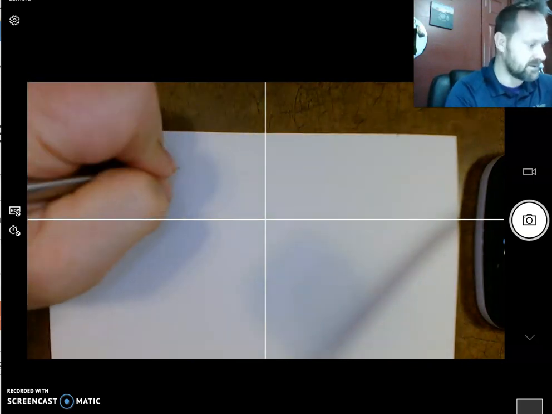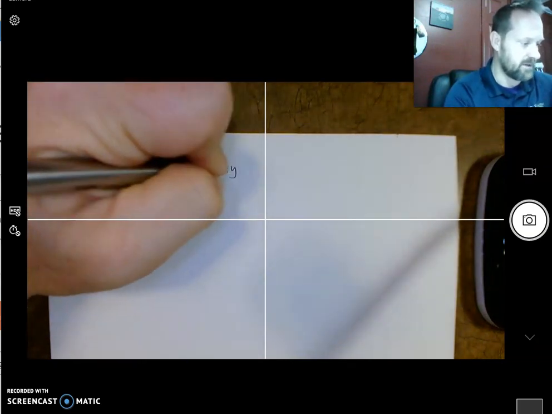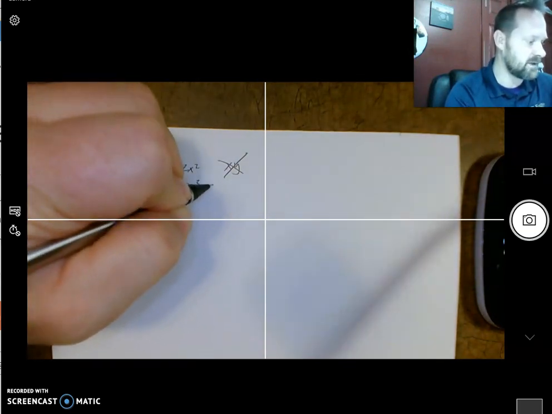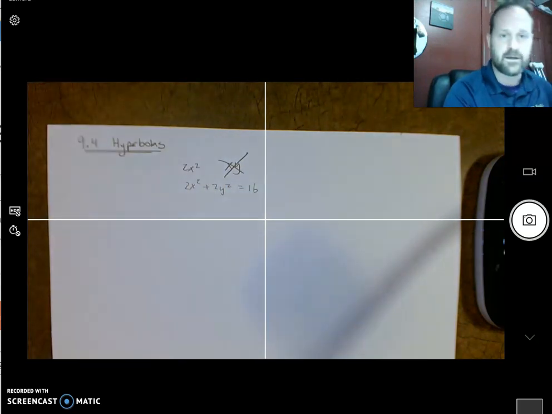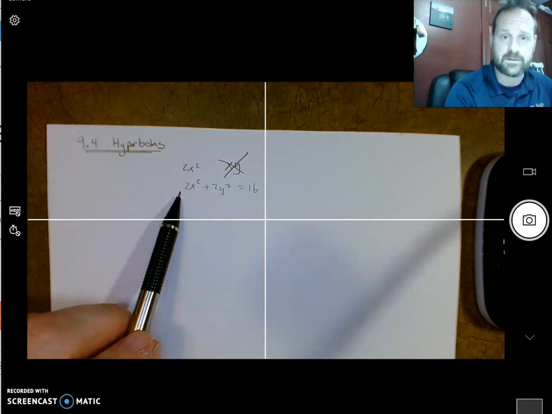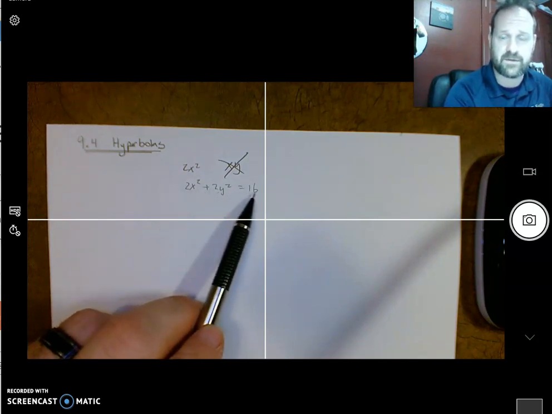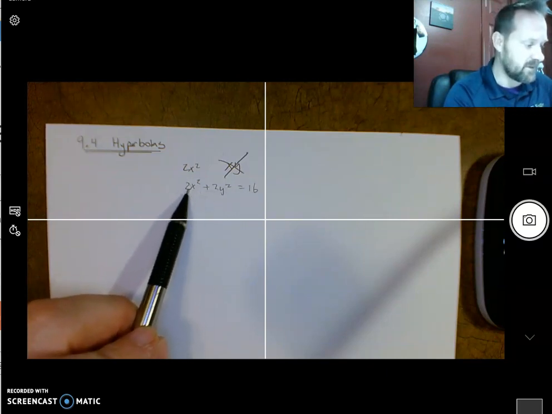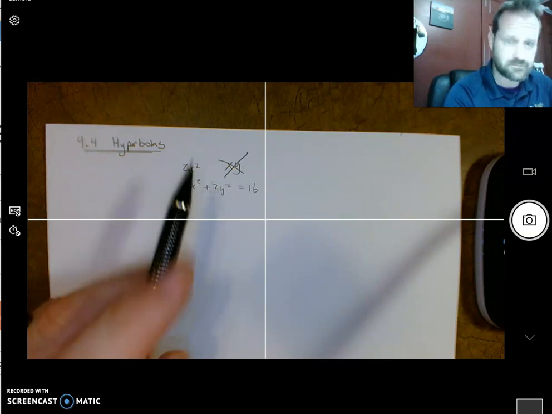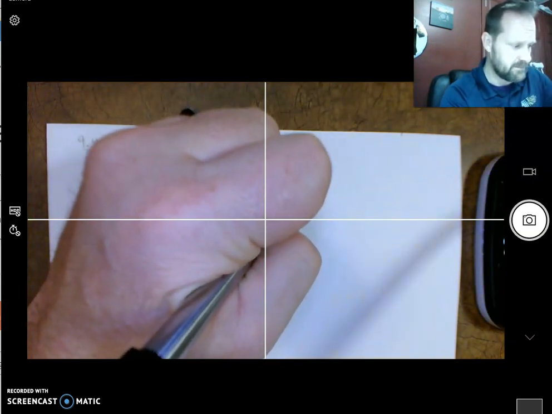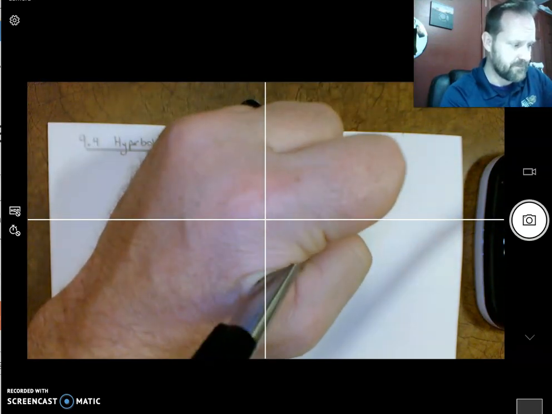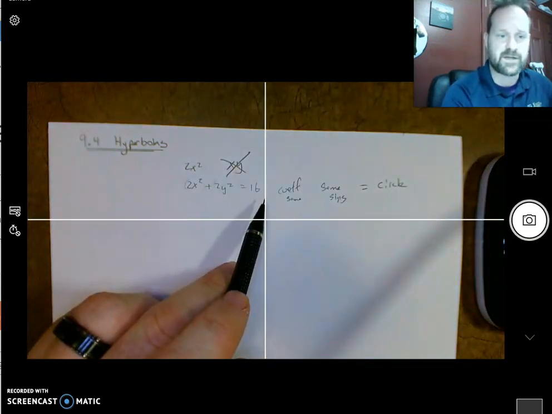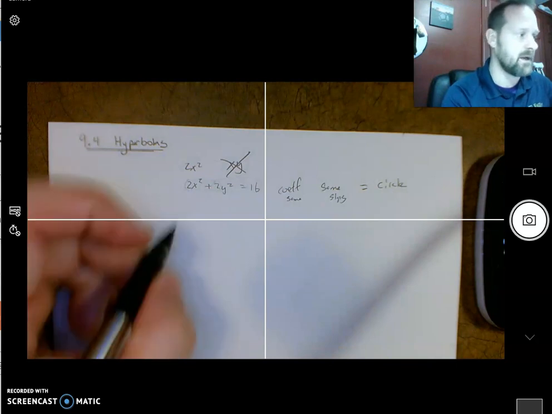Well, if you've got 2x squared, and I'm going to ignore the xy, so there's no xy term, plus 2y squared equals 16, and they have the same sign, all of these can be divided by 2. But the point is, if the coefficients are the same and the signs are the same, then this is a circle.